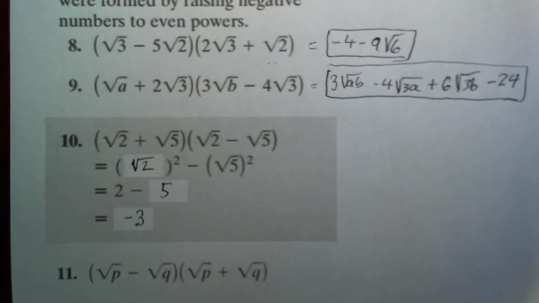Similarly, for number 11, it's the same approach. It's a minus b times a plus b. So that would be equal to square root of p squared minus the square root of q squared, and that's equal to p minus q.